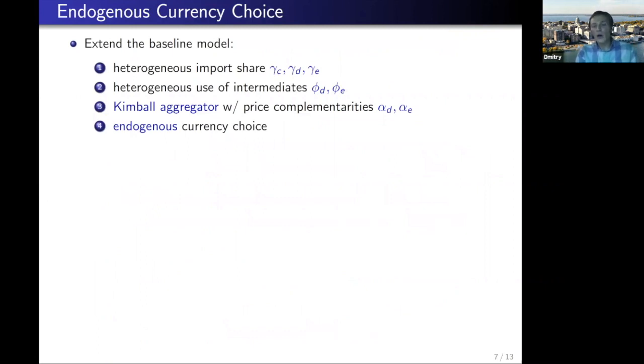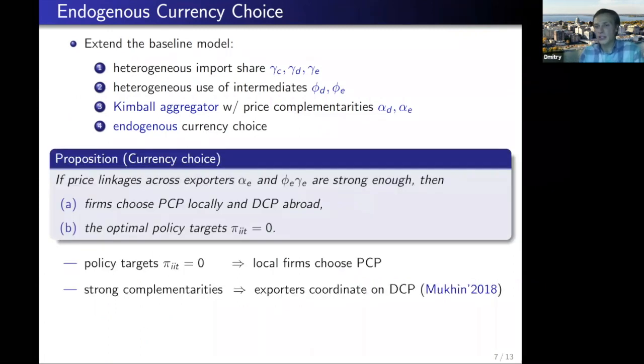Okay, so now, I guess one reservation that people might have in mind is that so far we took the currency of invoicing as given, and potentially the model can be subject to the Lucas critique, right? So what happens if firms choose currency optimally? Can that invalidate the results that we just discussed? It turns out that that's not the case. To make firms optimally choose dollar currency pricing, you need some additional ingredients, and this is something that previous literature has found important.